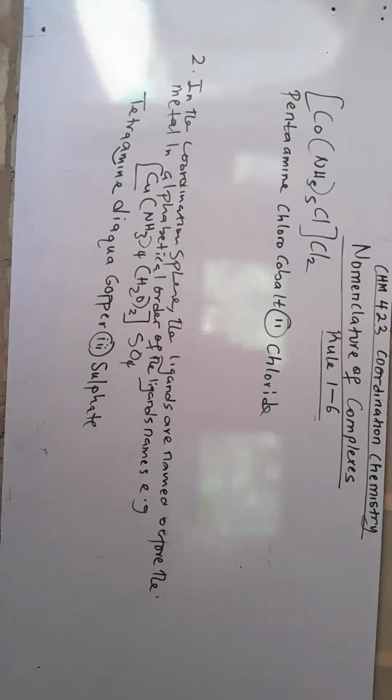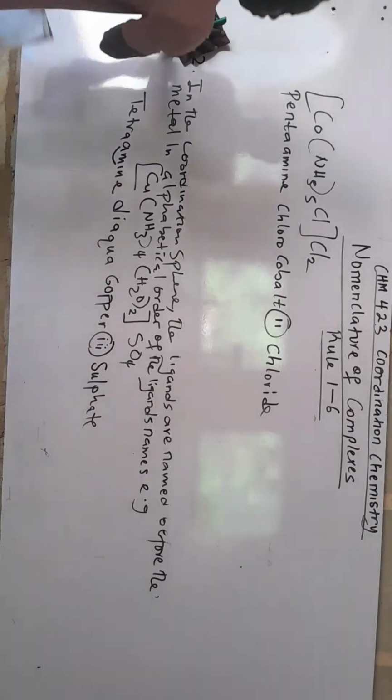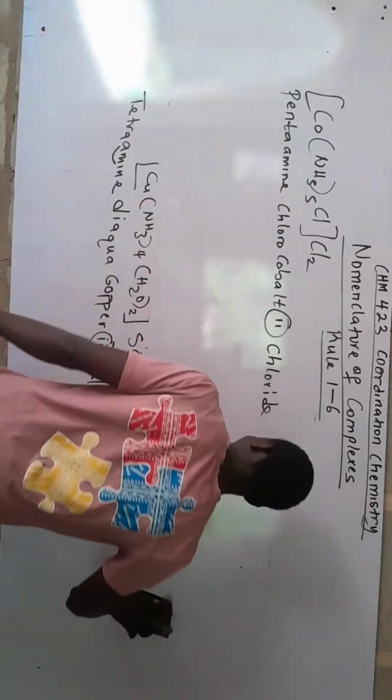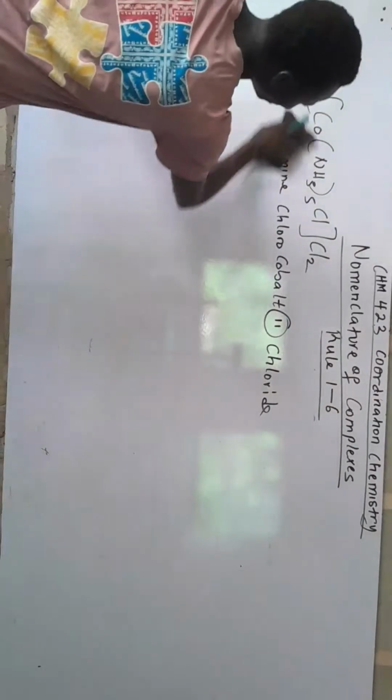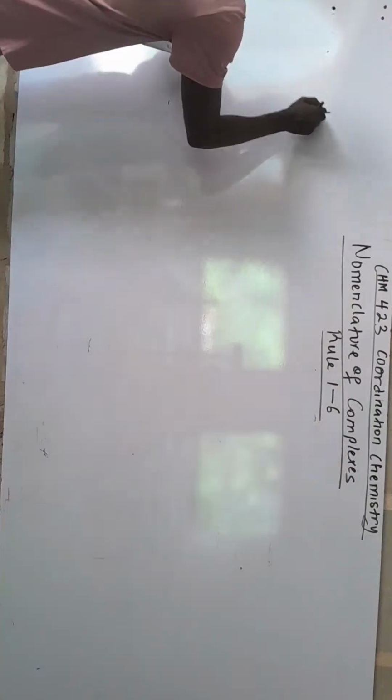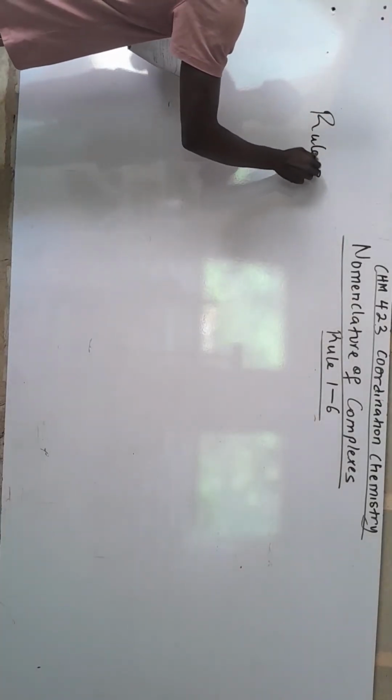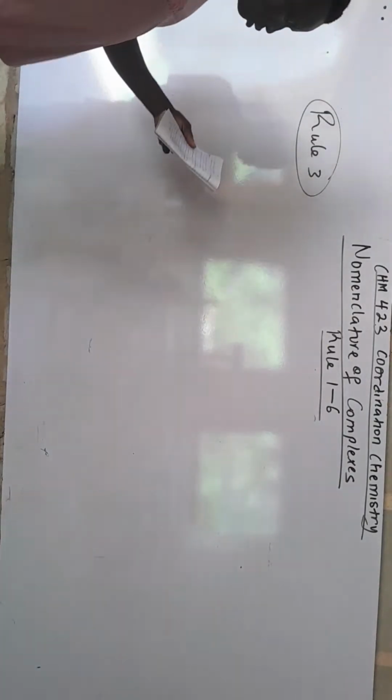Now, the next rule that we have there now is rule number 3. We're going to be applying rule number 3 to solve another related problem here right now. Rule number 3. What do we have to observe in this place? What do we have to observe under rule number 3?